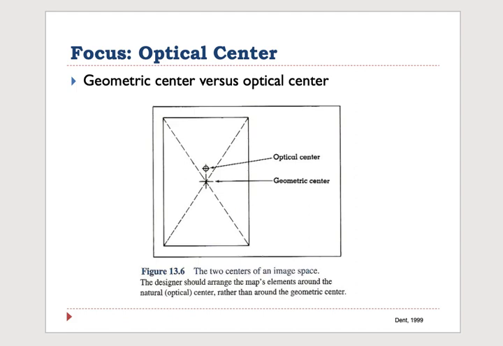So when we are looking at geometric center versus optical center, right here is the optical center and here is the geometric center. The designer should arrange the map's elements around the natural optical center rather than around the geometric center.